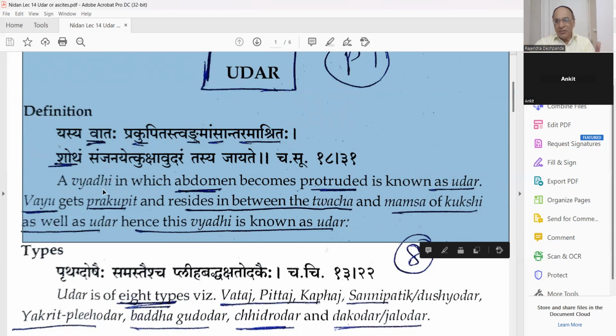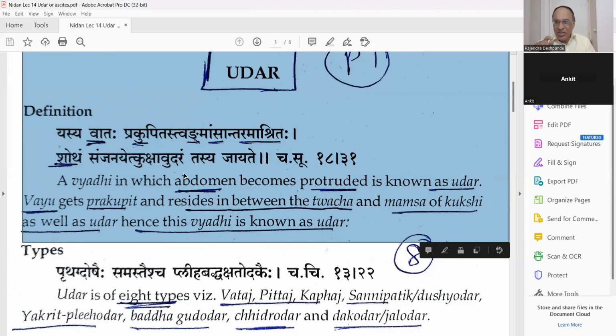There will be swelling around the umbilicus in the part of the abdomen. So the definition is the disease or Vyadhi which is related with the abdomen. The abdomen is protruded like in obese people, like a pregnancy. So there is a lot of differential diagnosis, a lot of DD. Please write down DD, differential diagnosis. Vyadhi Vyavachedaka Nidan is the Ayurvedic terminology.